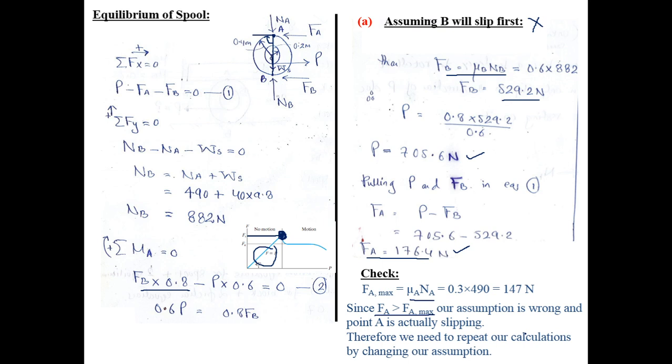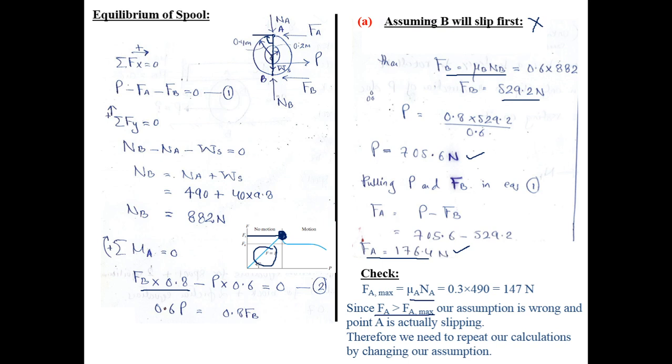Therefore, we need to repeat our calculations by changing our assumption now. This time we are going to assume that point B is in equilibrium while point A is slipping first, and resolve the problem.